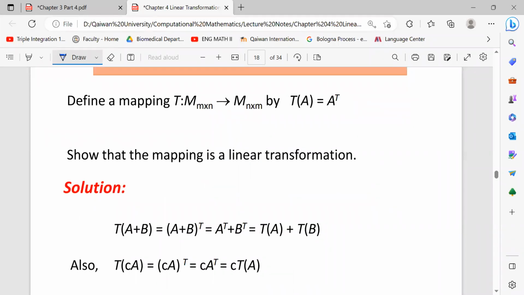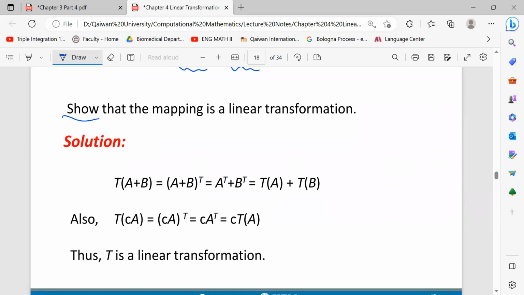Here we have a mapping from a matrix m by n to another matrix n by m, defined by this: T of A is A transpose. So if we give any matrix to the function, the outcome is its transpose. The vectors here are matrices, and the outcome is also a matrix, but it is the transpose of the input.